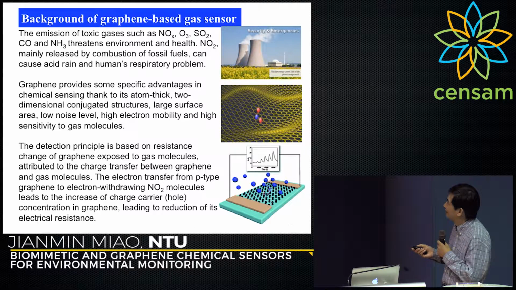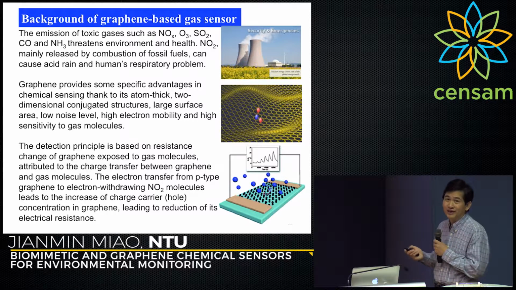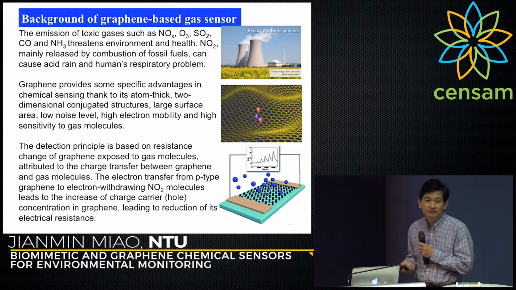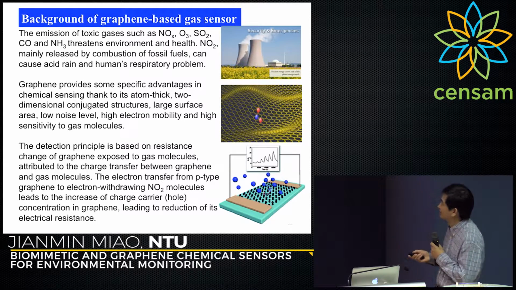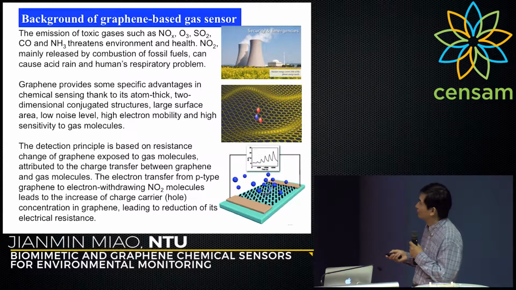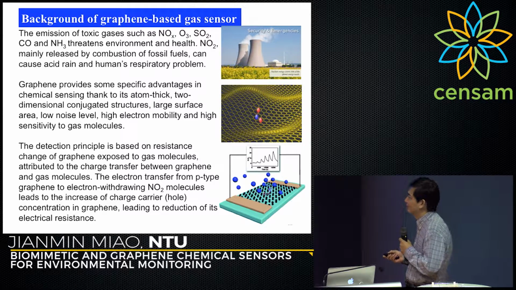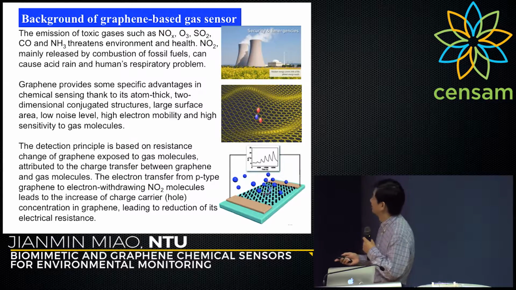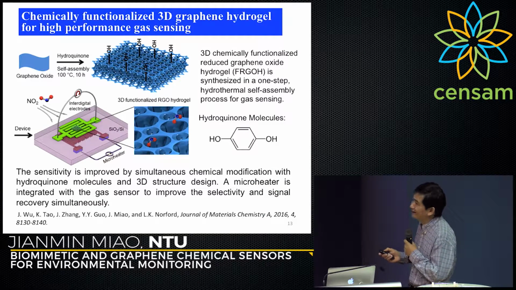And so, of course, generally it is the resistance change of graphene exposed to gas. If the gas reacts with graphene, the resistance changes, and the reason is the electron transfer from p-type graphene to the electron-withdrawing gas. NO2 molecules lead to an increased charge carrier concentration, which is holes, in the graphene, leading to reduction of its electrical resistance. Okay, and this is our device.